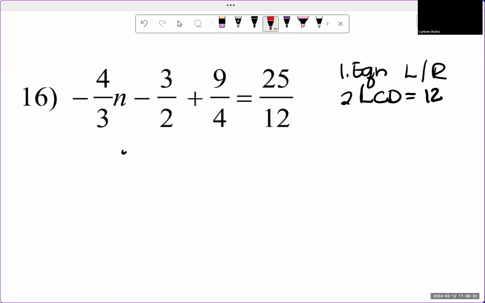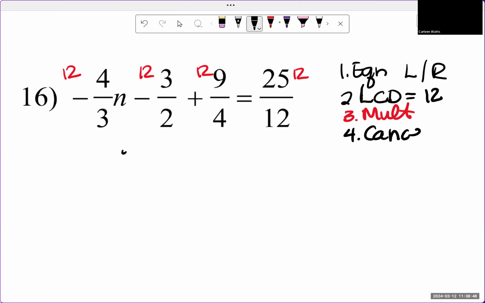Multiply. Multiply 12 over 1 by each term. What's my next step? Cancel, or divide. 12 divided by 3 is 4. 12 divided by 2 is 6. 12 divided by 4 is 3. And the 12s over here cancel.